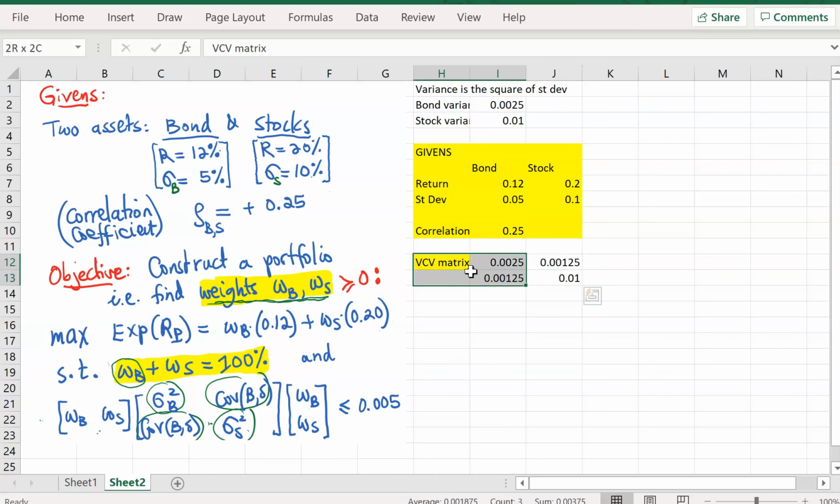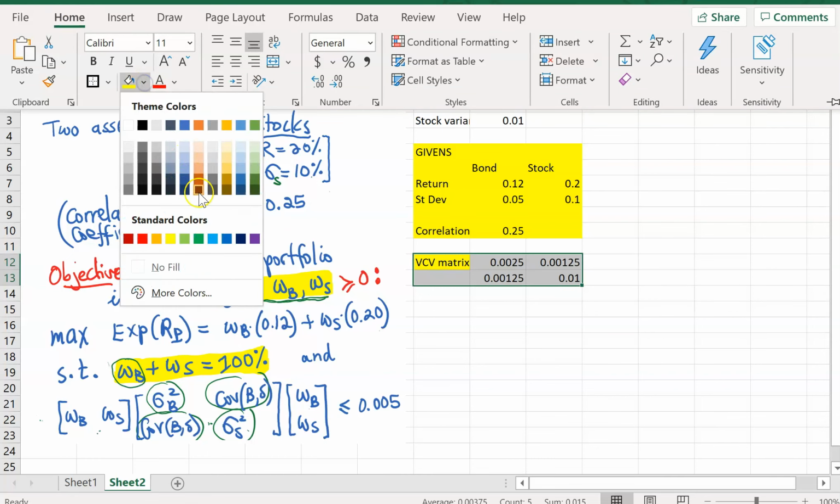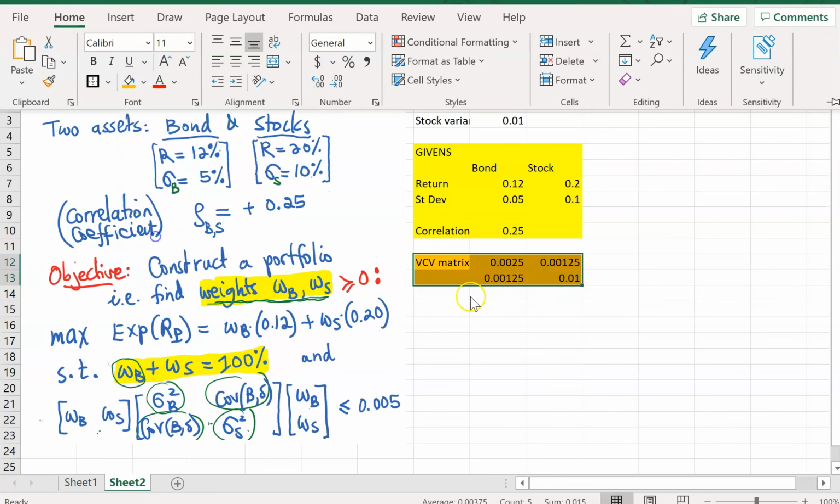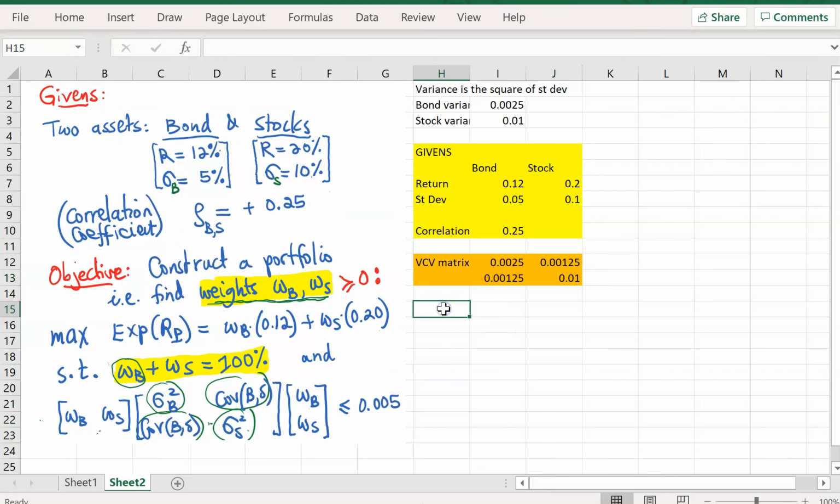So this was an intermediate calculation, not necessarily given to us, but we were able to derive it. So let me maybe color it in orange. There you go. Now we are in a good position to start constructing the portfolio. Construct portfolio basically means find the weights, right? Well, let's name the portfolio.